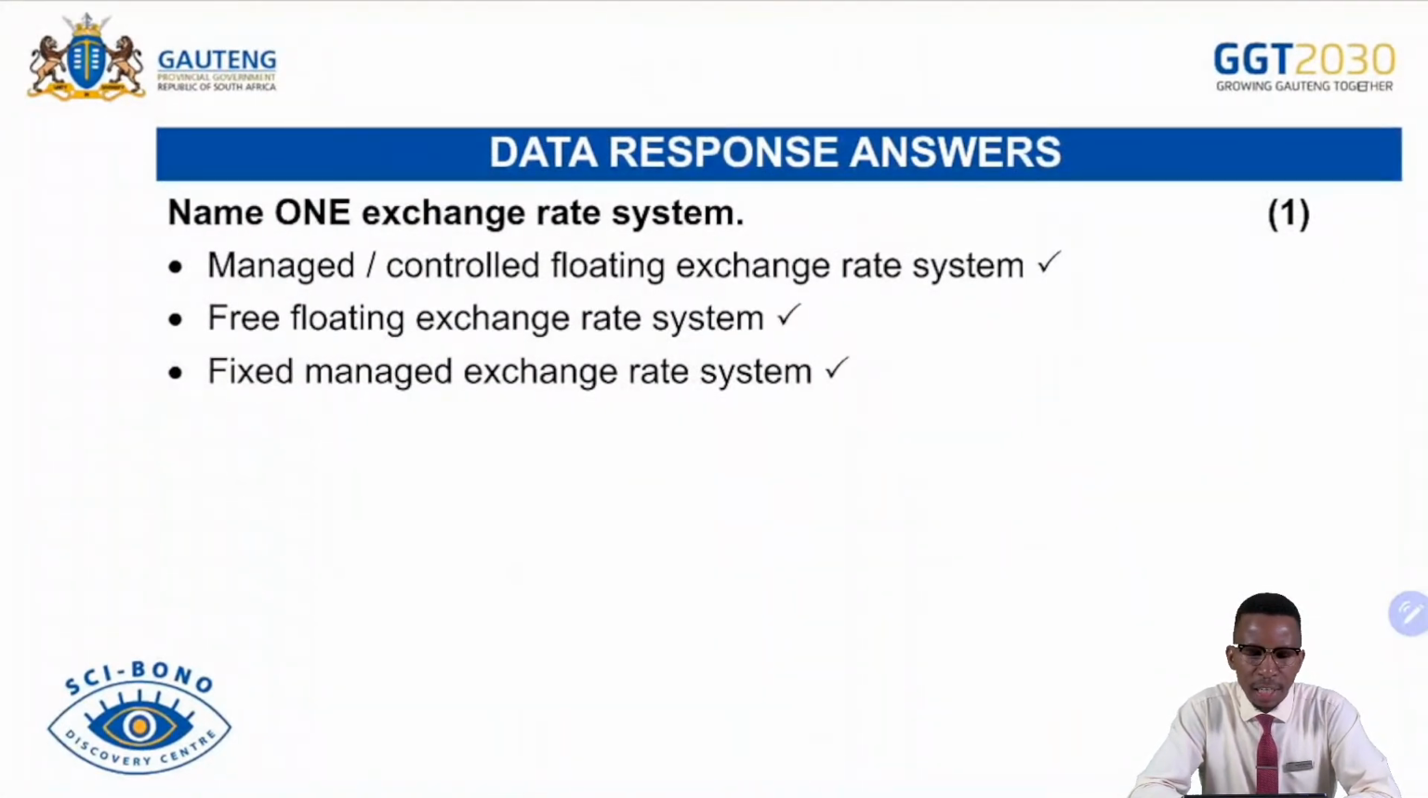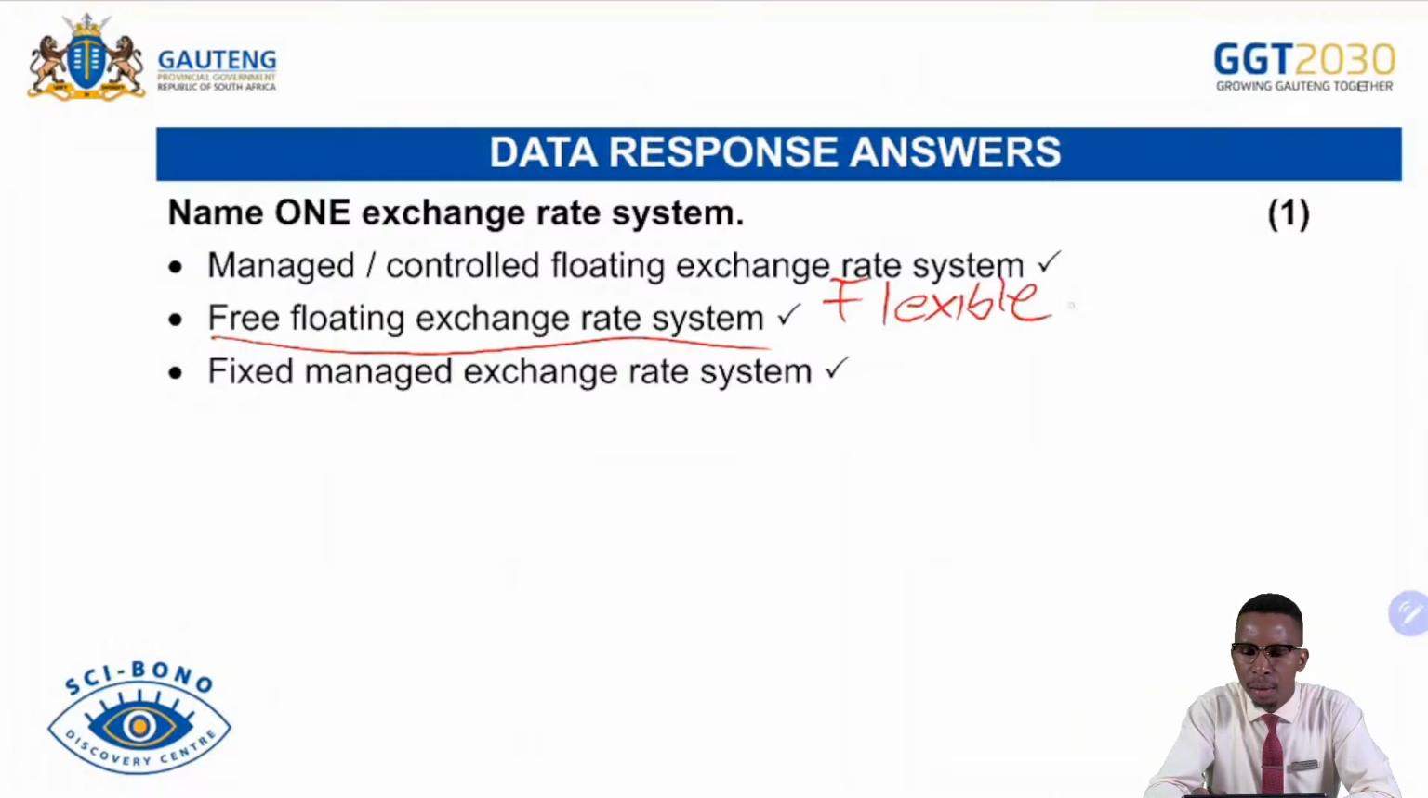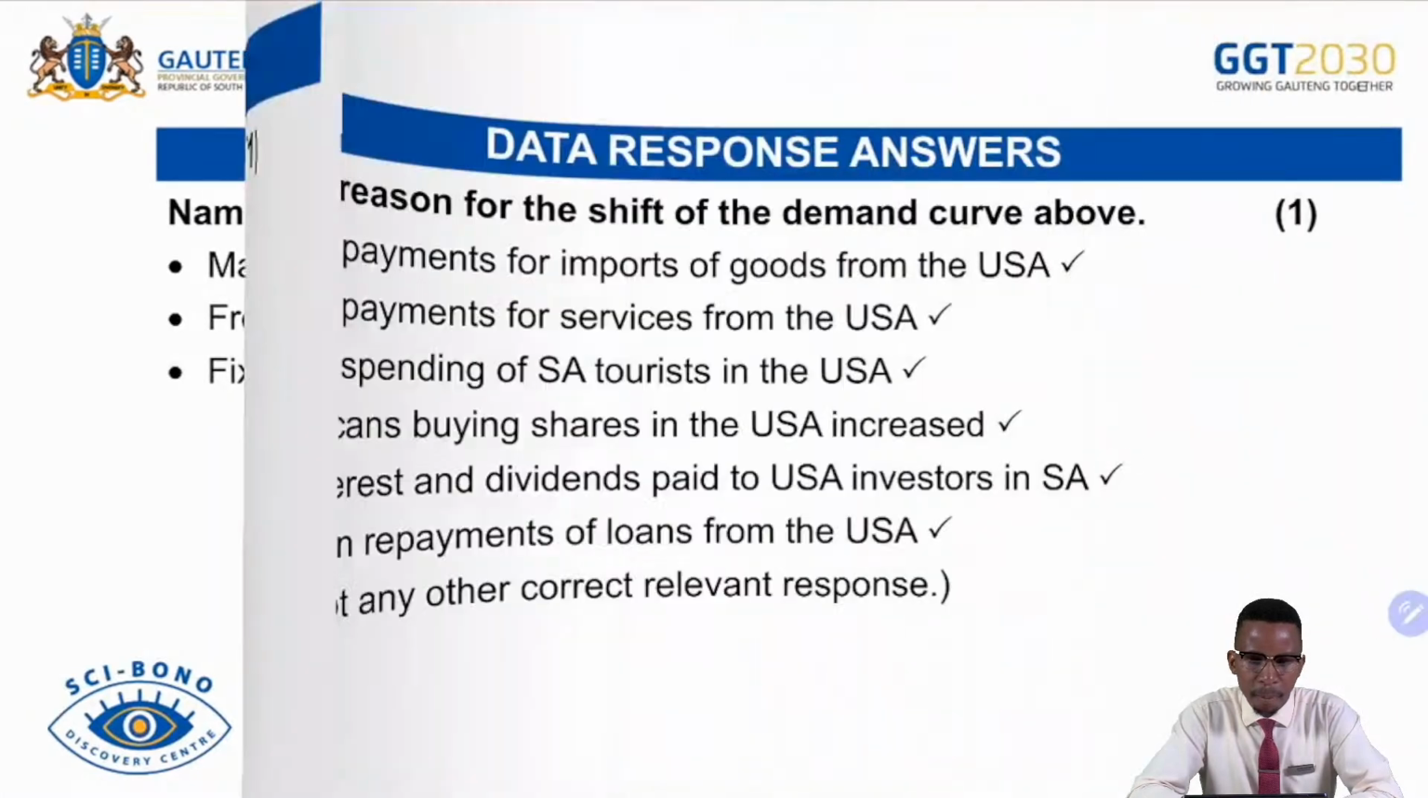Name one exchange rate system. It is the managed or controlled floating exchange rate, or the free floating exchange rate, or the fixed exchange rate. Remember, the free one is also called the flexible exchange rate. And then we continue with the next question.